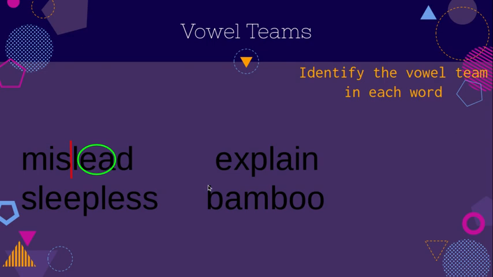On your paper, you need to write the words explain, sleepless, and bamboo. I'd like you to divide the word into its two syllables, like I did with mislead, and then circle the vowel team in each word. Pause your video now, write those words down, divide them into syllables, and circle the vowel team in each word. Once you've done that for explain, sleepless, and bamboo, turn your video back on and we'll check your work.